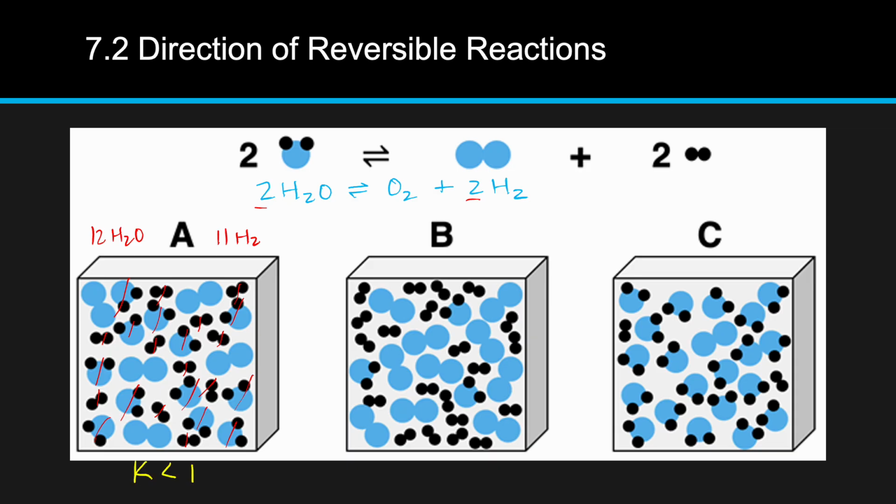Now in box B, I only have 2 water molecules and I have 21 H2 molecules. So this is going to tell me I have way more products than reactants. So my K value is going to be very large. And then for box C, I have 20 water molecules and 2 H2 molecules, which tells me I have way more reactants than products, which means my K value is going to be way less than 1.